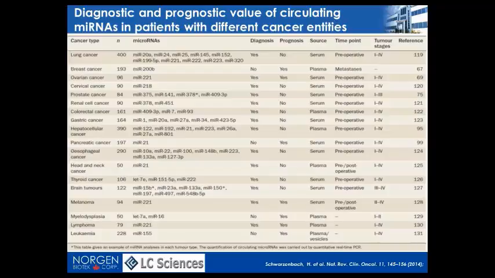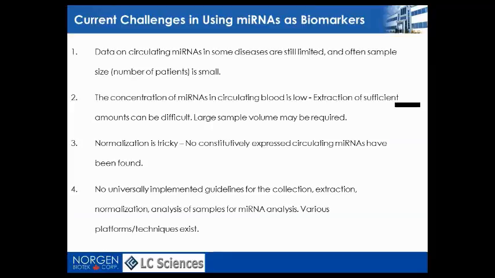Now, you are starting a new project to discover a biomarker for certain disease from a bodily fluid, let's say plasma. Before you start, you need to know what kind of challenges you will be facing and how to overcome such challenges. The number of samples to be included in your study is the first challenge. Data on circulating microRNA are still limited because the number of patients are small.